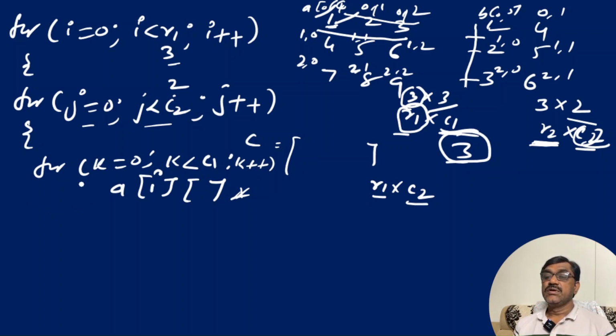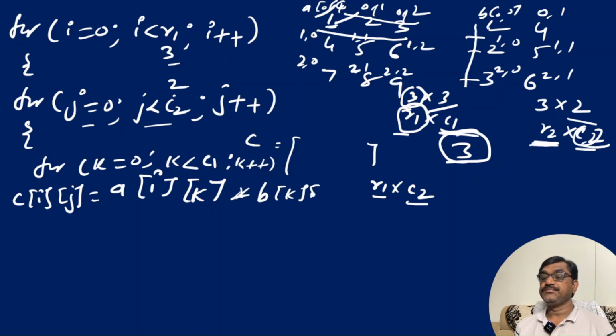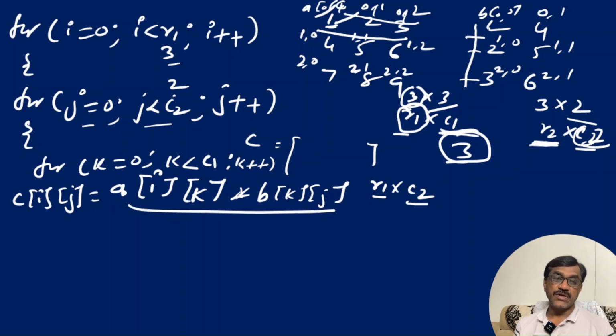Now what you have to do is, you have to say for k equals 0, k is less than C1, and k plus plus, and you have to write that C of ij equals a of ik. Instead of using j, you have to use k. A of ik into b of kj. But we have to add this result to some variable. Why? Because we are finding the sum, right? Previously we have seen 1 into 1 plus, every time we are adding.